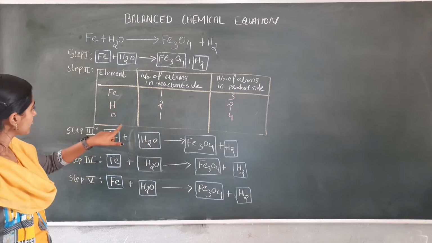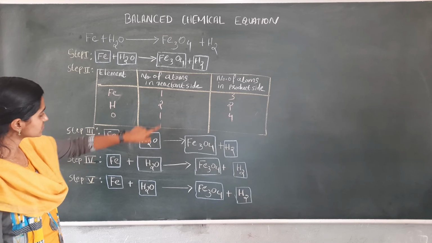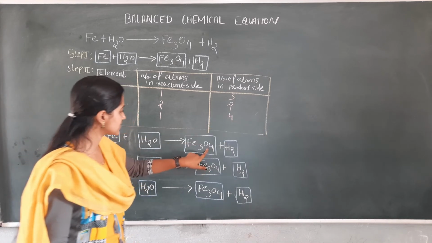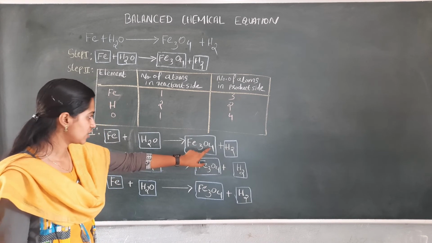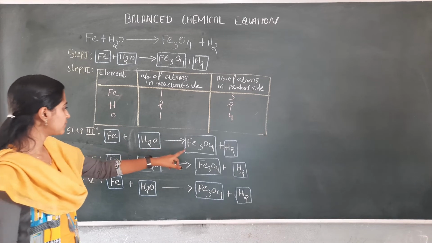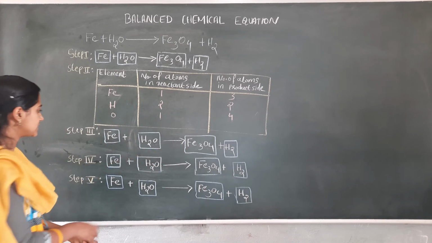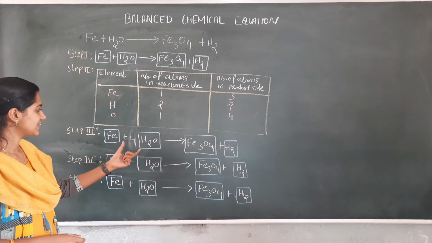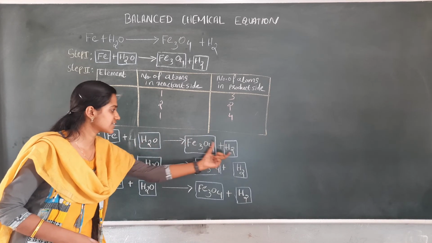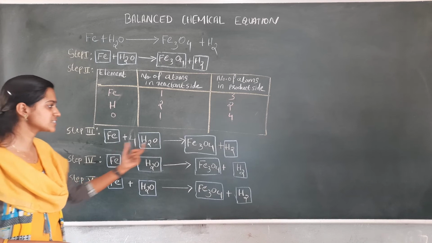So from this column, there is only one oxygen atom present on the reactant side and 4 oxygen atoms present on the product side. So in order to balance the number of oxygen atoms here, we put 4 as a coefficient here. Now the number of oxygen atoms on the reactant side and product side become equal, that is 4.